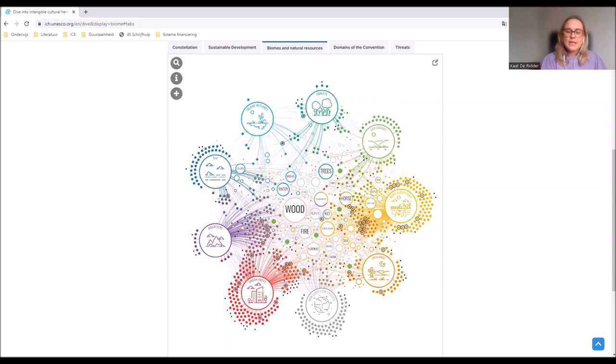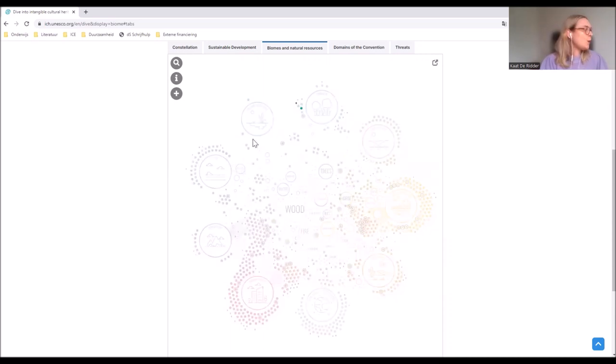Now, a totally different entry point for our intangible cultural heritage exploration is through biomes and natural resources. So once again, we need to go back to our definition of intangible cultural heritage. It mentions that those elements, those practices, are transmitted within communities from one generation to another, but always depending on the environment and their interaction with nature and history. So in other words, environments, natural resources, the community surroundings, they form truly a very vital part of intangible cultural heritage practices. Now, this interactive tool manages to really visualize this strong bond between practices and biomes and natural resources.